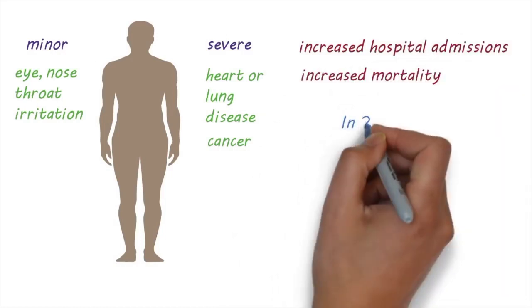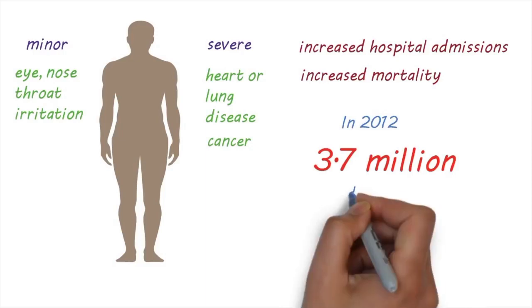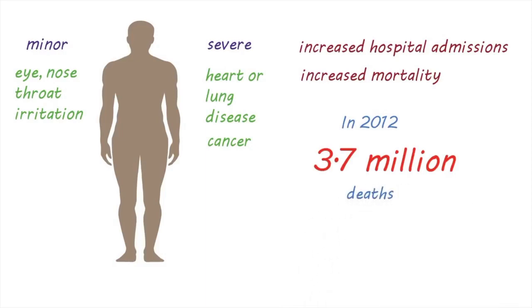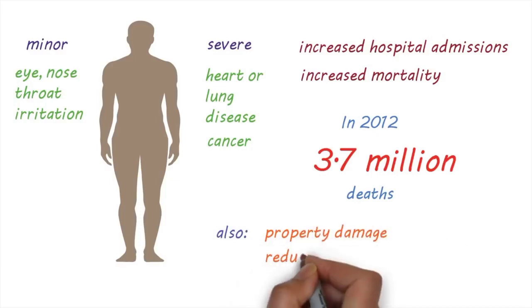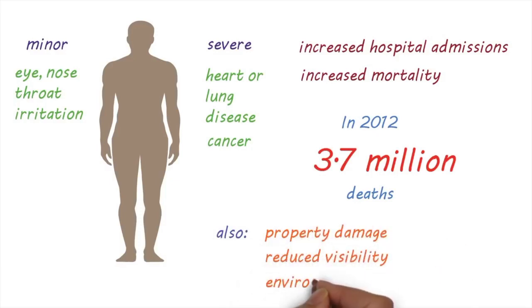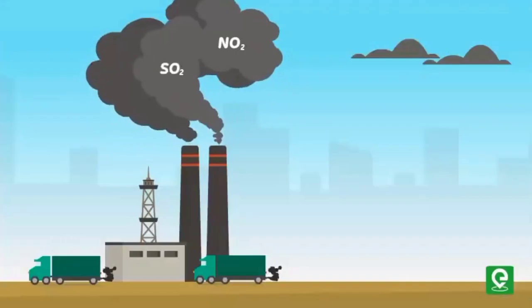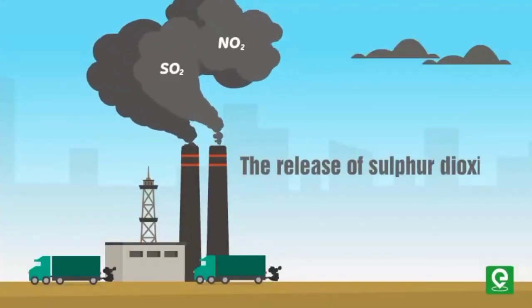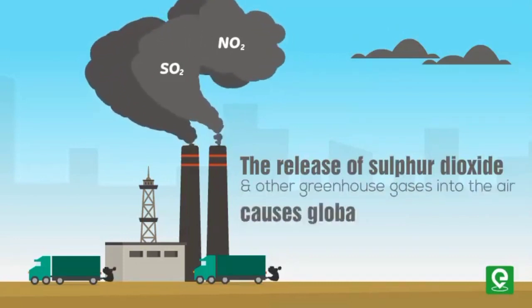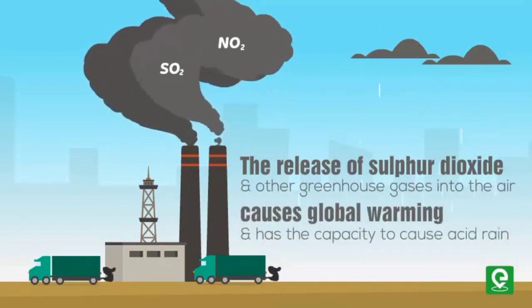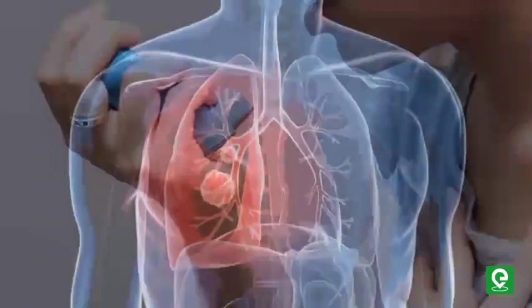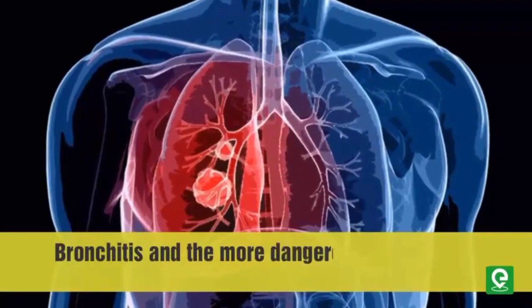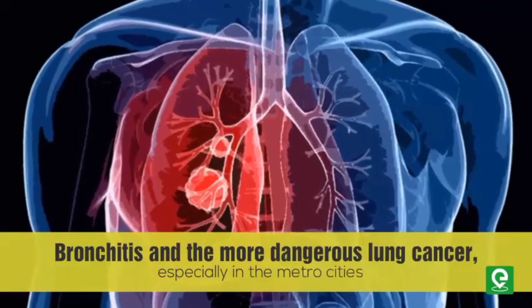In 2012, outdoor air pollution was estimated to have caused 3.7 million deaths around the world. In addition to causing health effects, air pollution can also lead to damage to property, reduced visibility, and have other effects on the environment, like acid rain. The release of sulfur dioxide and other greenhouse gases into the air causes global warming and has the capacity to cause acid rain. Besides this, air pollution causes asthma, bronchitis, and the most dangerous, lung cancer, especially in the metro cities.